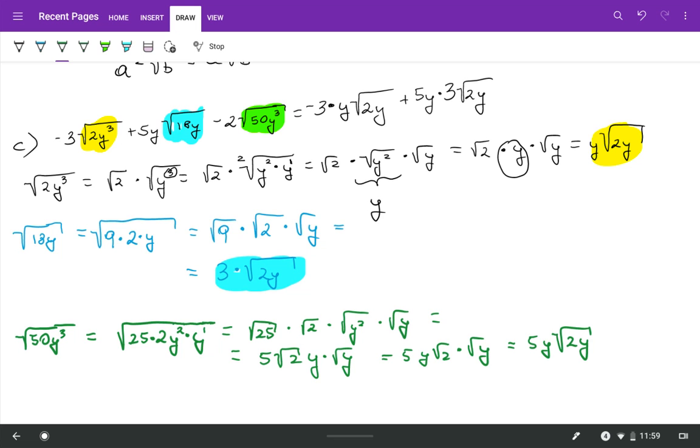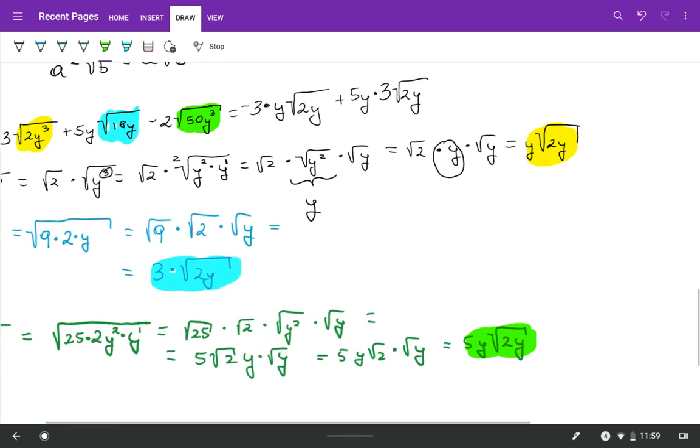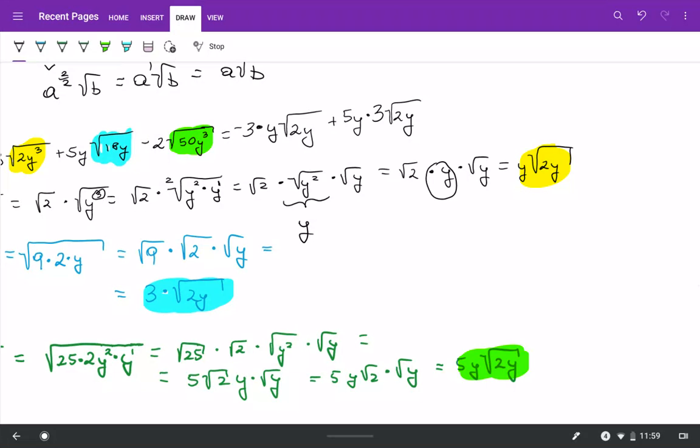Okay. So this is 50y cubed. Let's go back to this problem and rewrite that 50y cubed. Don't forget that we still have this part, like negative 2. So this is negative 2, and the square root of 50y cubed is the same as 5y times the square root of 2y.